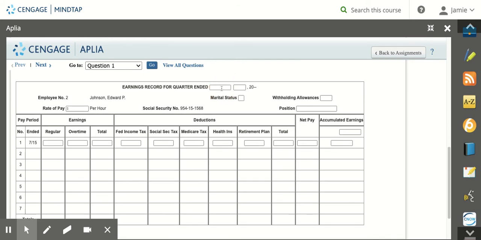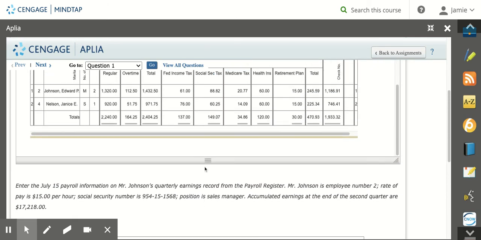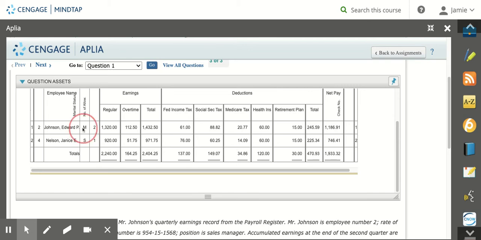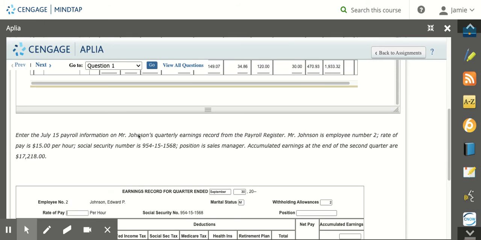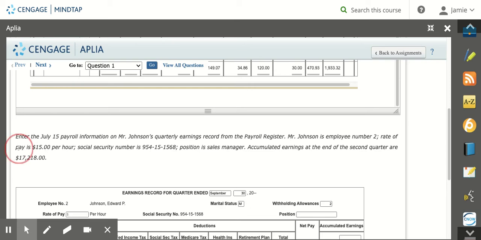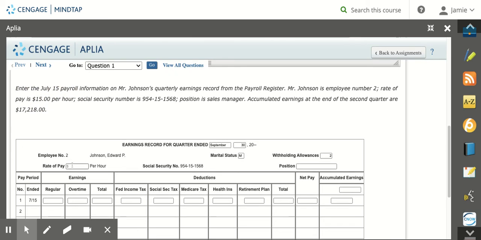So the information needed would be September 30th. And you could go back up. He's employee number 2. He is married with 2 allowances. So we'll include that in his employee record. We could see in the instructions here, his rate of pay is $15 per hour. And his position is sales manager.